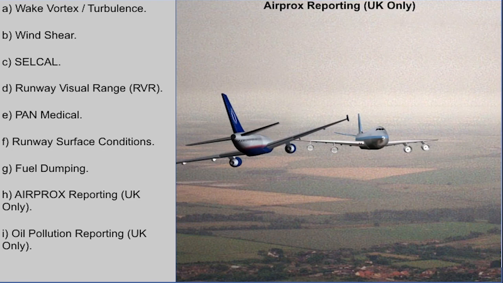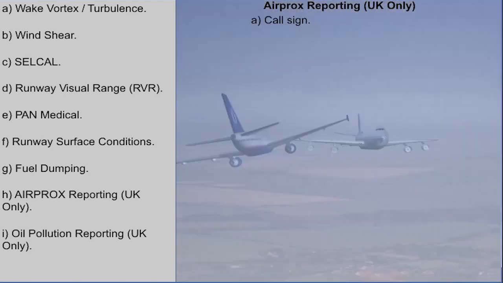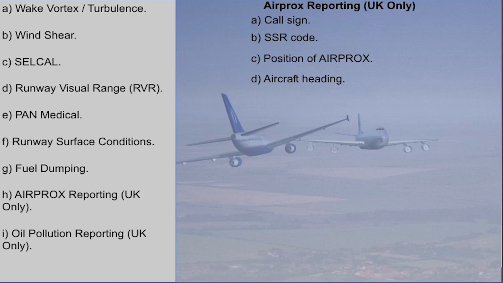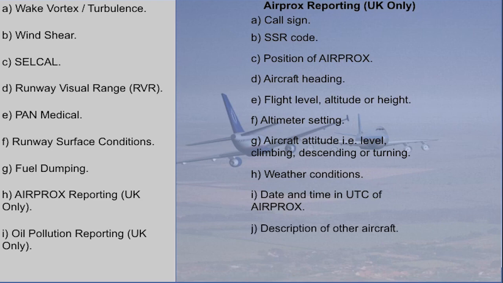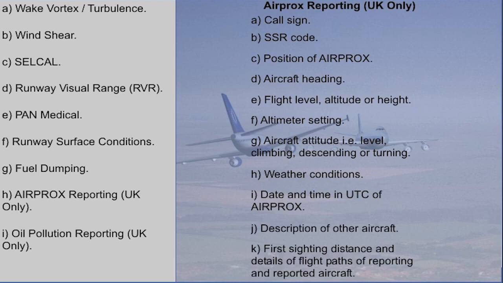The pilot's report should commence with the words Airprox report and should include the following items: call sign, SSR code, position of Airprox, aircraft heading, flight level, altitude or height, altimeter setting, aircraft attitude, i.e. level, climbing, descending or turning, weather conditions, date and time in UTC, description of other aircraft, first sighting distance, and details of flight paths of both the reporting and reported aircraft.